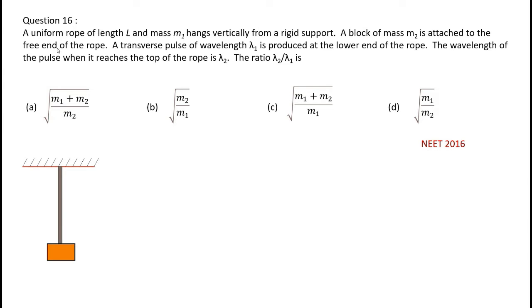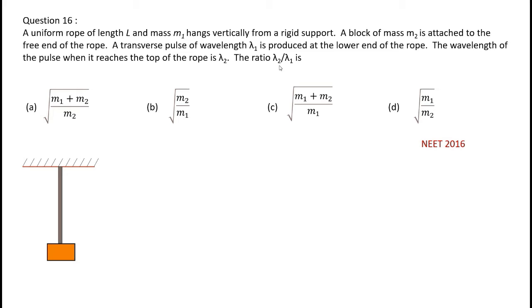Question 16. A uniform rope of length L and mass M1 hangs vertically from a rigid support. A block of mass M2 is attached to the free end of the rope. A transverse pulse of wavelength lambda 1 is produced at the lower end of the rope. The wavelength of the pulse when it reaches the top of the rope is lambda 2.